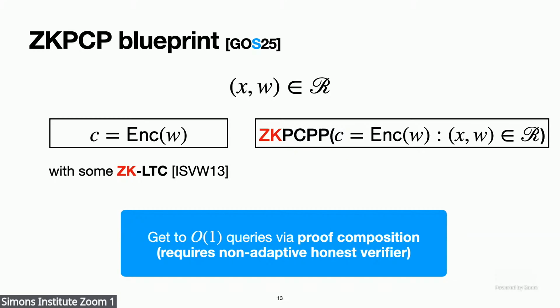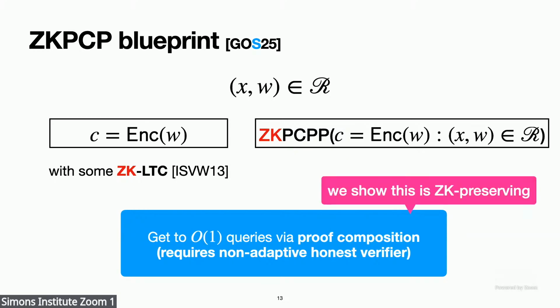And then if you want to go to order-one queries, you use proof composition, and we show that you don't really need to change anything here. If you have a strong enough zero-knowledge property here, then you get a zero-knowledge property here as well. Okay. So now I'm going to talk about these two objects, the zero-knowledge LTC and the zero-knowledge PCPP, and I'll show how we stick them together to get the final construction.